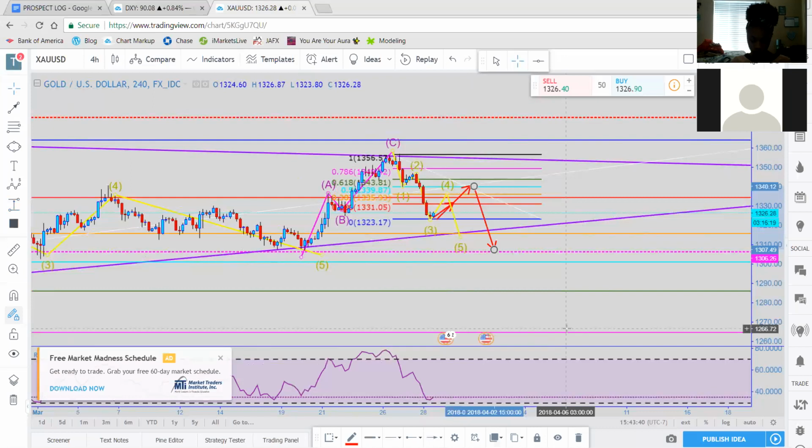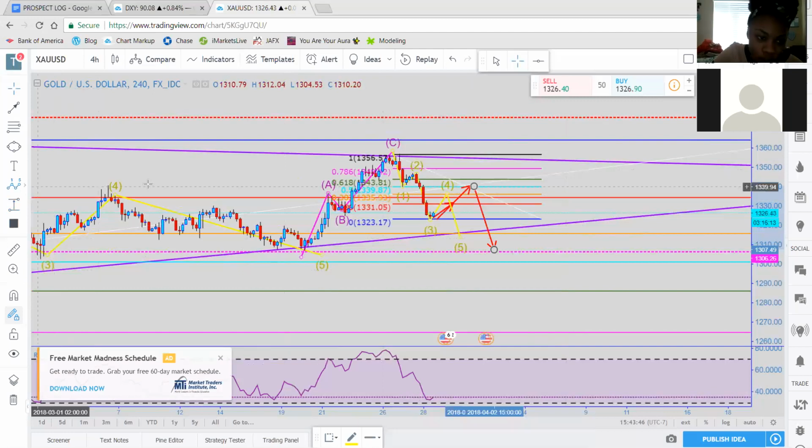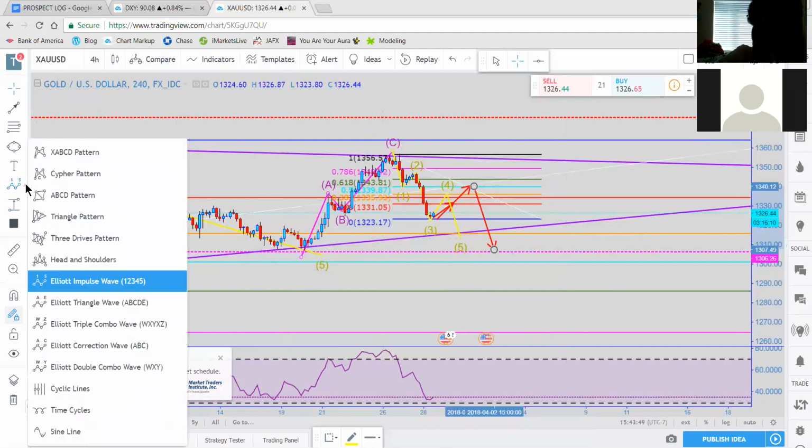All right, so you said you use the Elliott impulse wave and the fib, right? This is exactly what I use. The yellow is called the Elliott impulse wave 1, 2, 3, 4, 5, and the corrective wave, the ABC wave, is this. Okay. Yep.